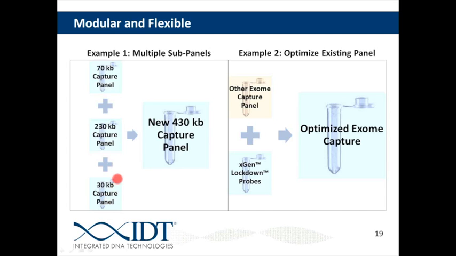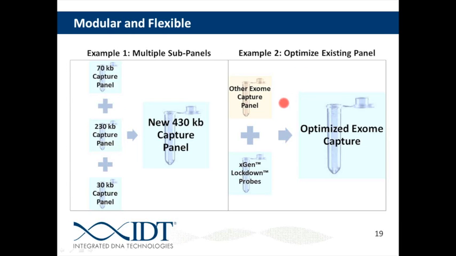Another important benefit of using xGen lockdown probes is the modularity and the flexibility of the product itself. Unlike array-derived capture panels, xGen lockdown probes are individually synthesized and QC'd, which means that you can create small panels individually from each other. So for example, if you started with a 200 kb capture panel and you added in a 70 kb capture panel that was synthesized independently and a 30 kb capture panel, you can have a new panel that is 430 kilobases. This is important for applications in which you start with a conservative design and optimize as you need based on your sequencing needs and your research goals.